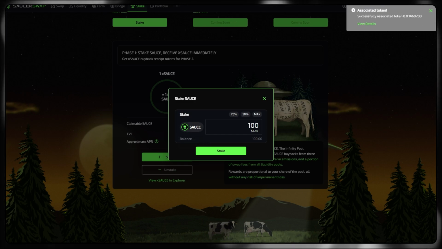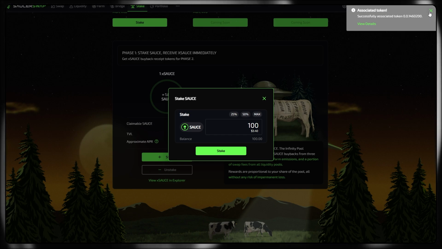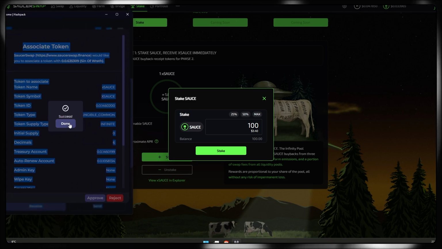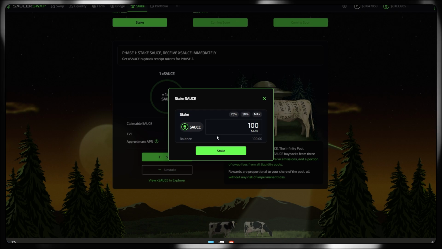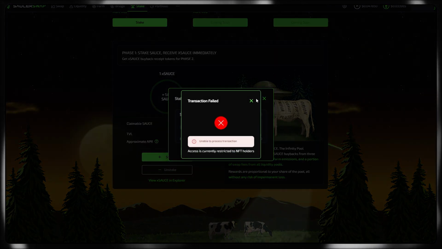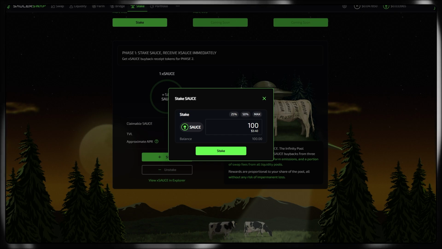It's still executing in my Hashpack wallet. We can see now at the top here, the associated token has actually completed. So I'm going to click that, and inside my Hashpack wallet, it's now saying done. So I'm going to click on done and back over to the SaucerSwap interface now. I'm going to click the stake button again. Okay, so it's saying access is currently restricted to NFT holders. So let me jump over onto a wallet that's actually got an NFT, which is my main wallet.